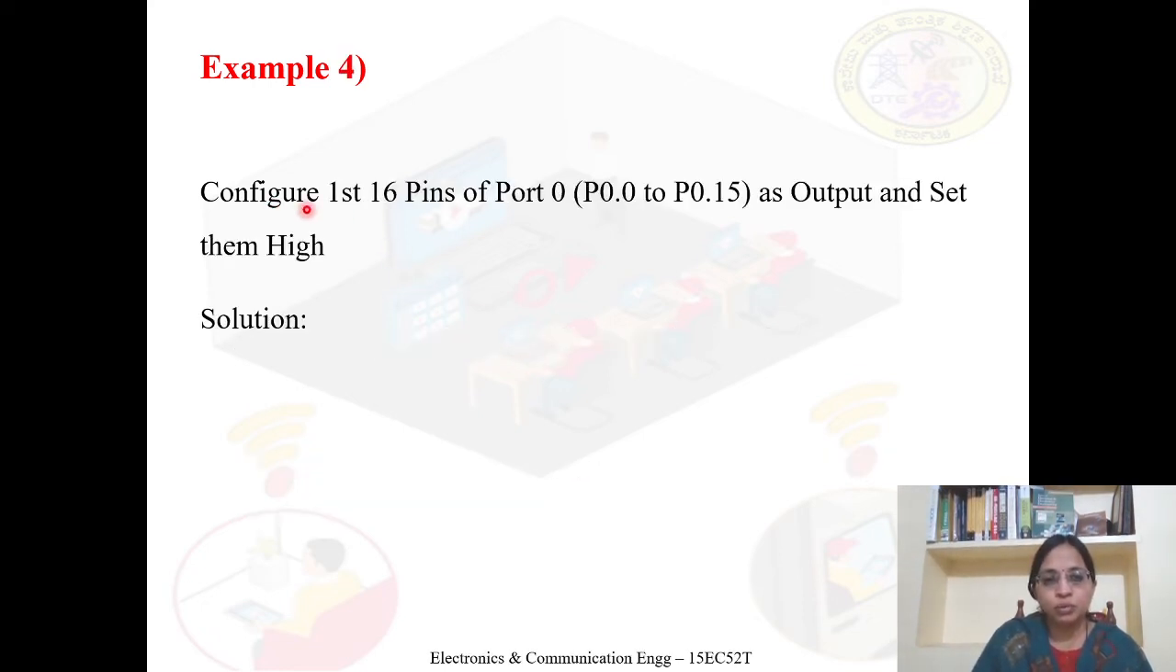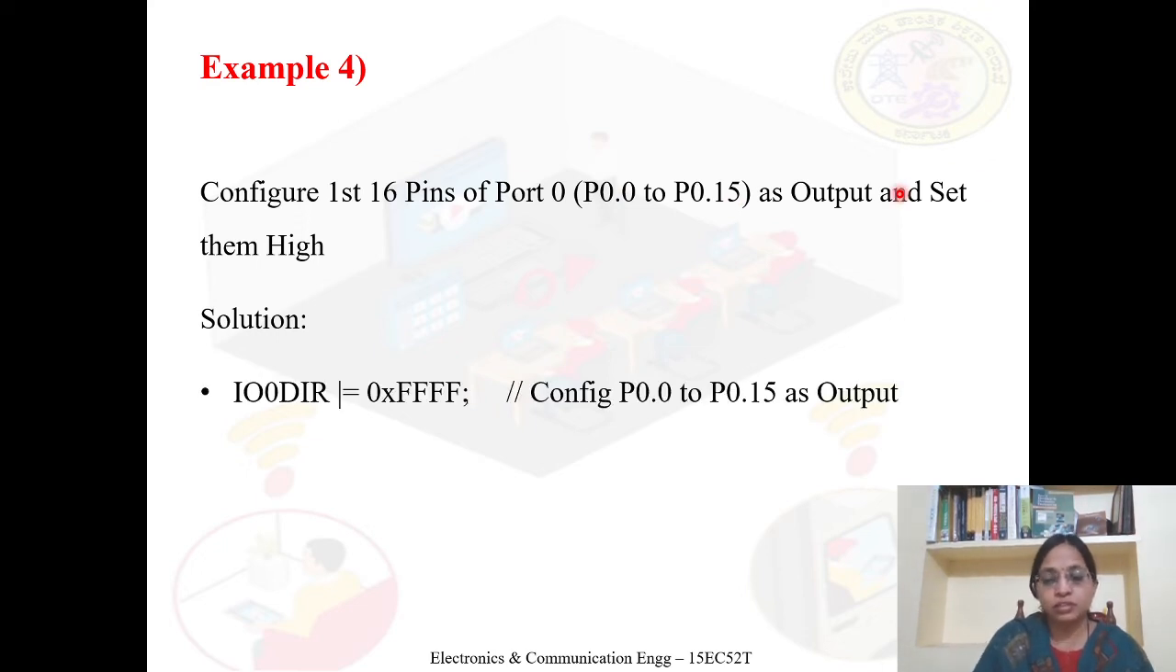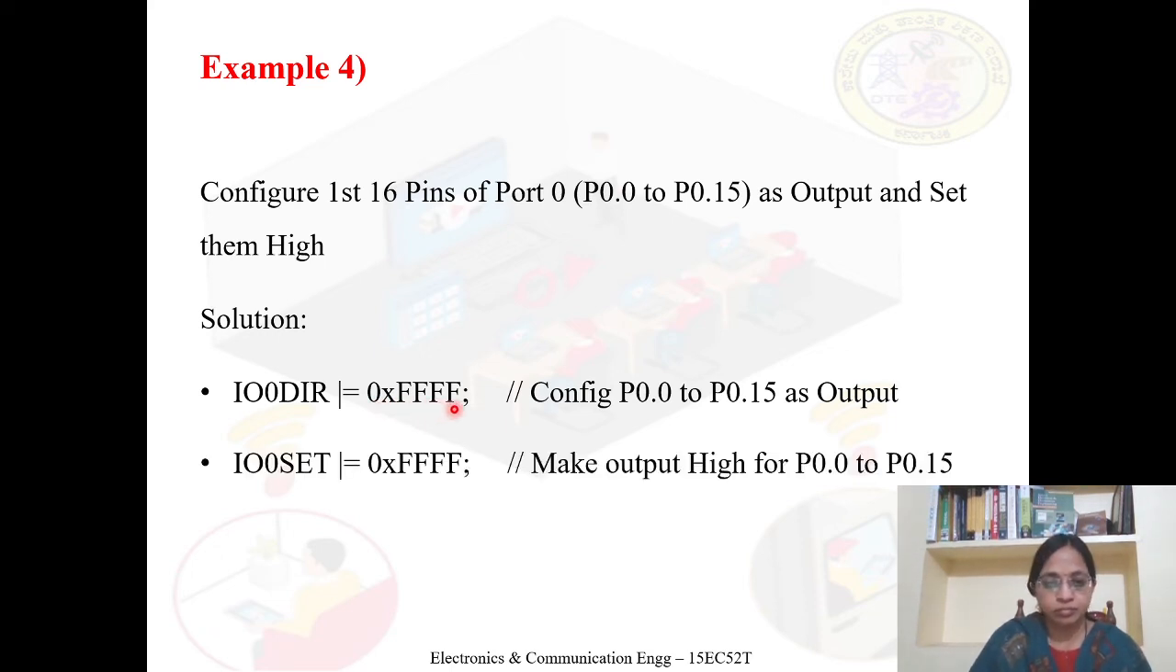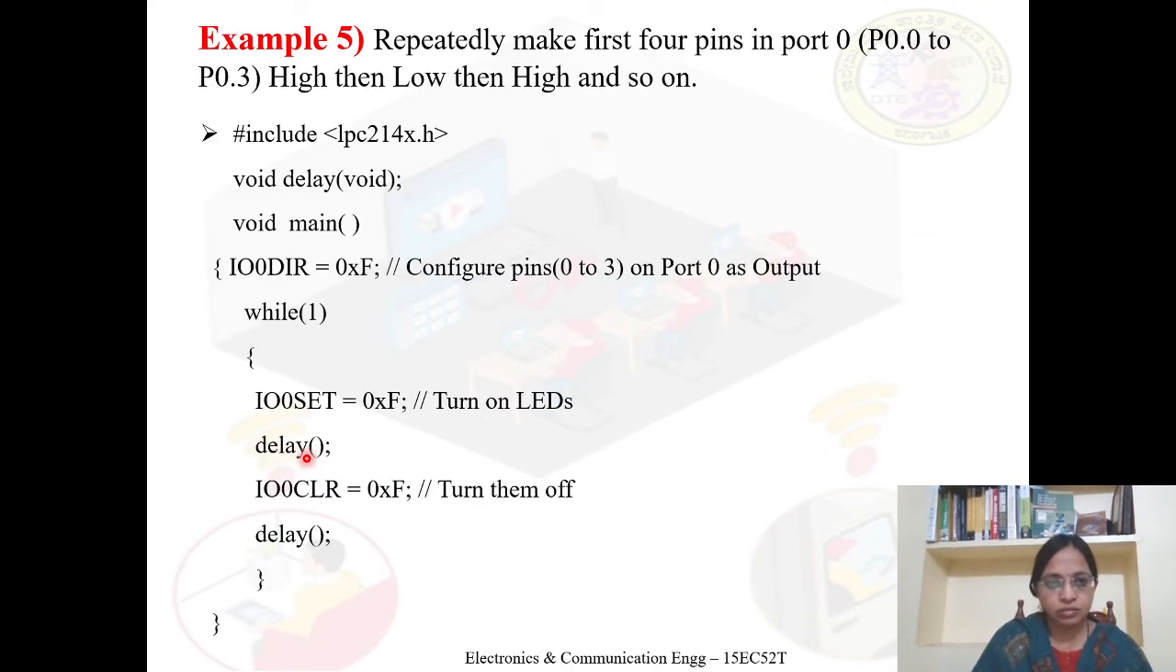In this example, I want to make all the first 16 pins of port 0, that is from P0.0 to P0.15, outputs and set them high. Here it is better to use the hexadecimal format. So I am writing the hexadecimal number 0xFFFF. And then to make them high, we have to write the same value into the set register.